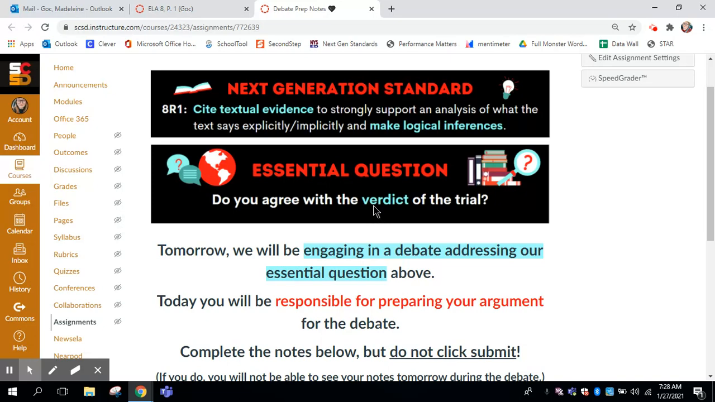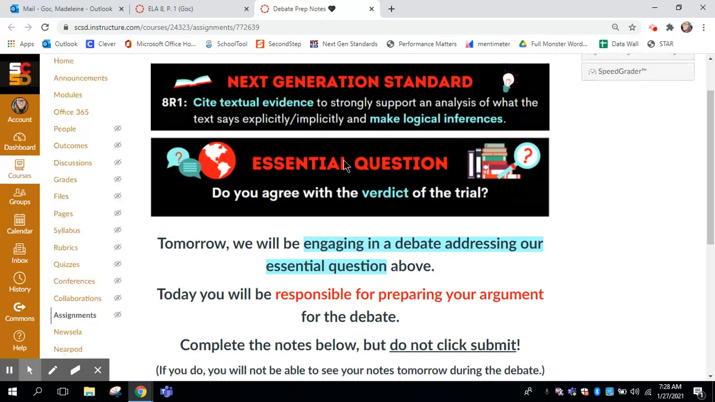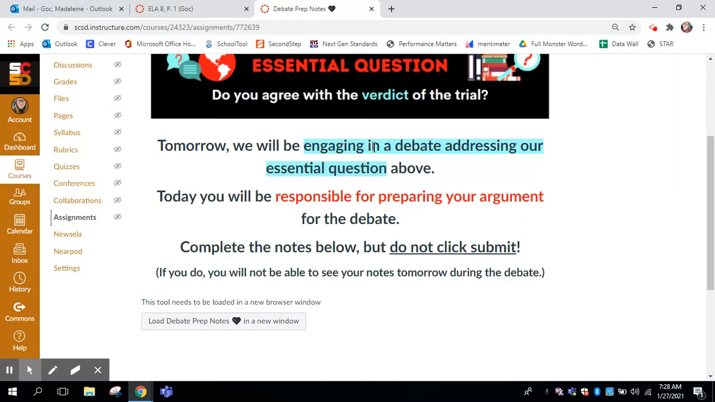So you're going to start by forming your opinion and then following the next generation standard here by citing text evidence and explaining yourself through that text evidence. That is what our debate is mostly going to be about. As you read down here, it's saying basically the same thing I just said. Today, you're responsible for preparing your argument for the debate that we're going to have tomorrow.